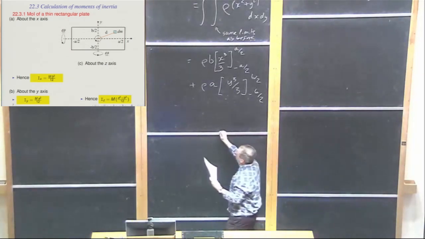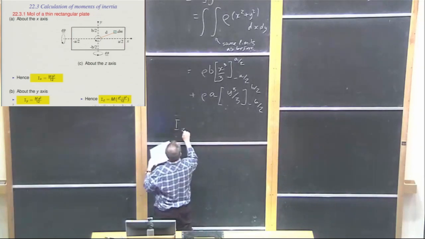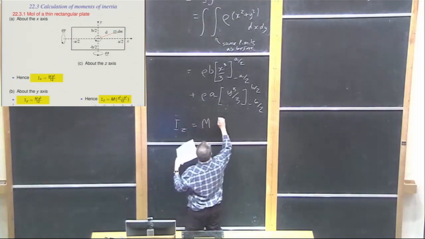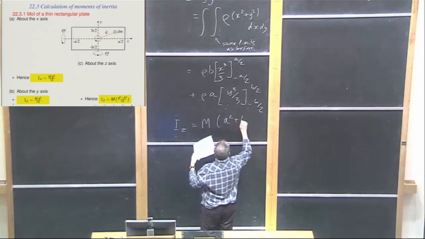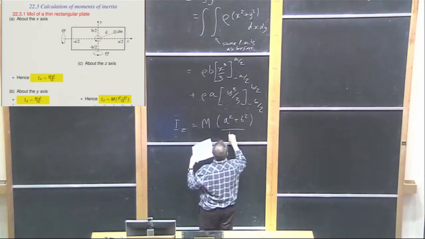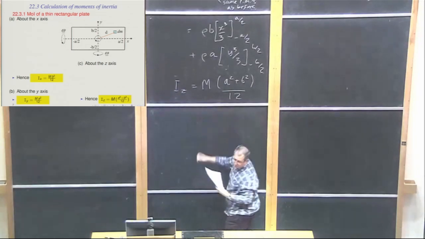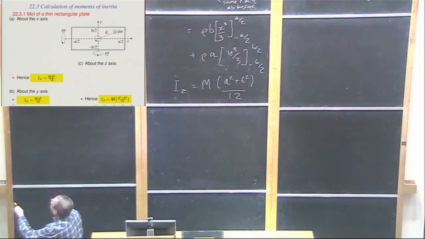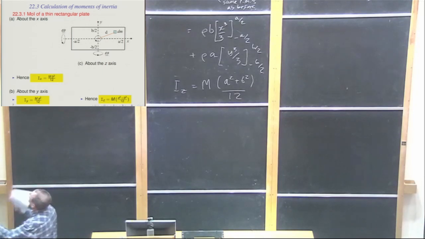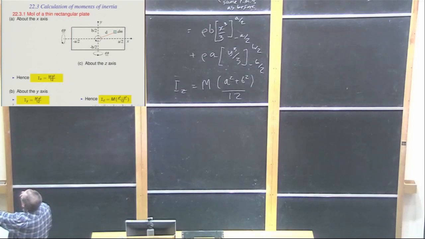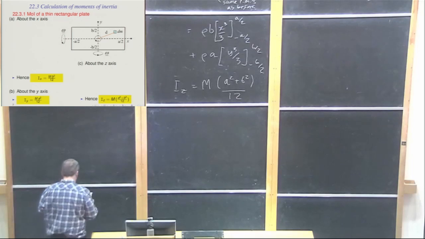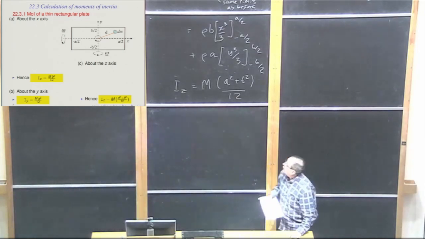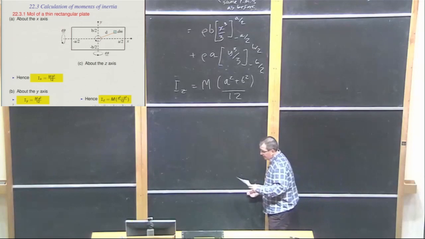So again, substituting back in for rho, we find that I of z is equal to big M times a squared plus b squared over 12. So we note that this is larger than both of the others, so it will actually be harder work to spin the plate around the z-axis than either of the other two axes. The apparent mass, we can use that word, will be larger for such rotation.